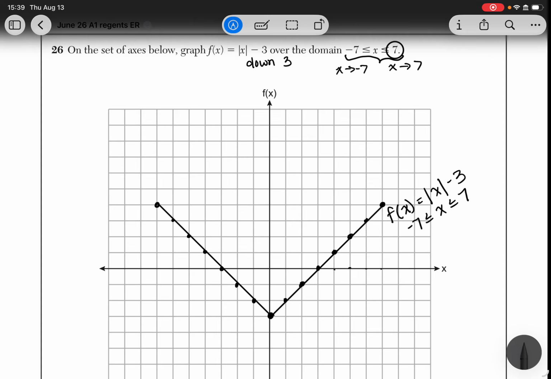And then just making sure that you keep within those domain values. So -7 for your x value and then +7 for your x value. You can't go past those. So anything in between works because those are any of those values in between for x. And then anything outside of -7 and 7, so like -8 or +8, will not work here.